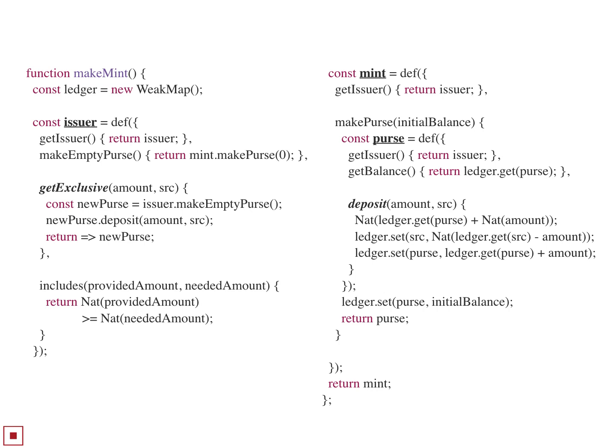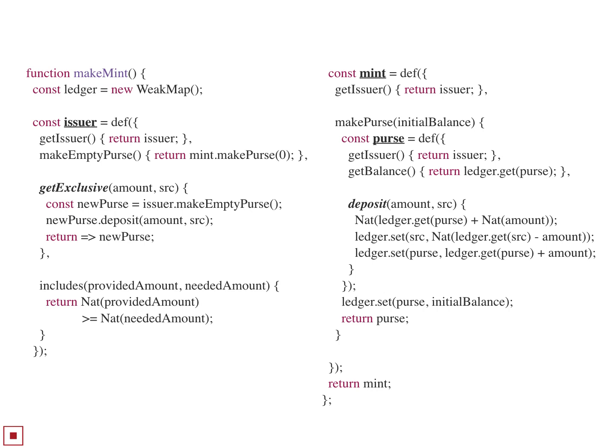So ledger get purse, that's referring to the ledger, which is the weak map in the upper left. The purses are registered in the ledger on the lower right with the ledger.set. So only purses of this issuer, of this currency, get to be in this ledger. Every time you make a new mint, you make a whole new system of currency with its own ledger. So the ledger.get of purse, well, that's this purse itself, which is defined as const purse equals def, open paren, open curly, inside make purse. That's the purse that's being referred to. So that's my own balance.